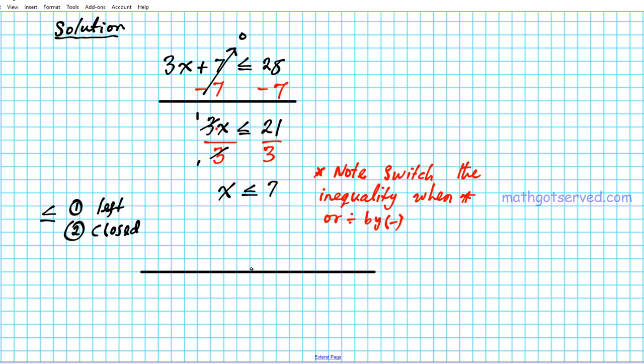Okay, so just graph 7, and you have a closed circle. What this means is 7 and any real number to the left that's smaller than 7 on the number line will satisfy the inequality. So there goes the solution and the graph. Alright, let's take a look at the next problem.